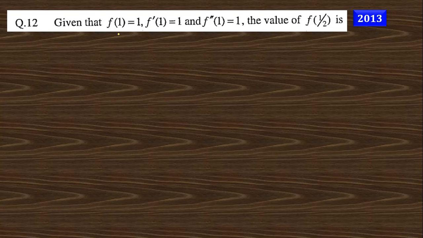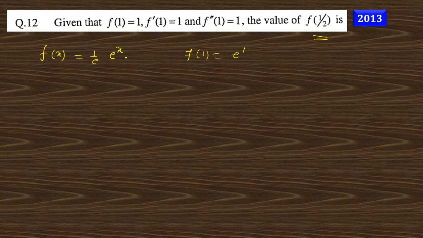Given that f of 1 equals 1, f prime 1 equals 1, f double prime 1 equals 1, what is the value of f of half? So we take f of x like e to the power x, because if we take the derivative of this function we will get the same function, so we can put this value easily. So f of 1 must be e to the power 1, but here this is 1, so we need to put some 1 by e.